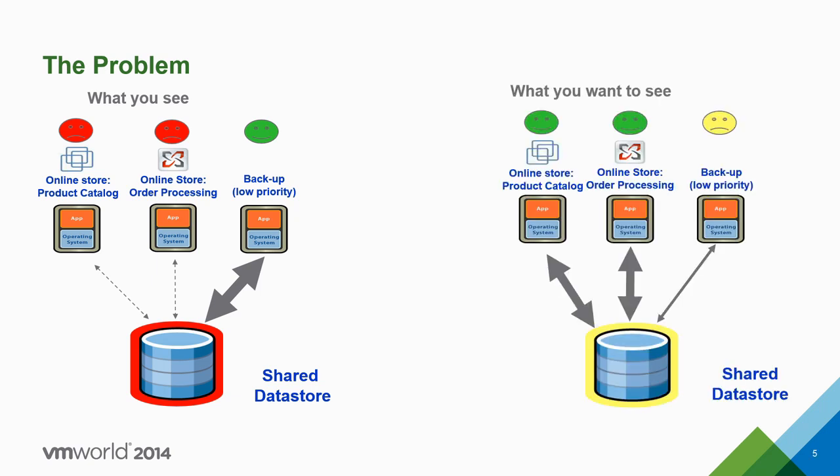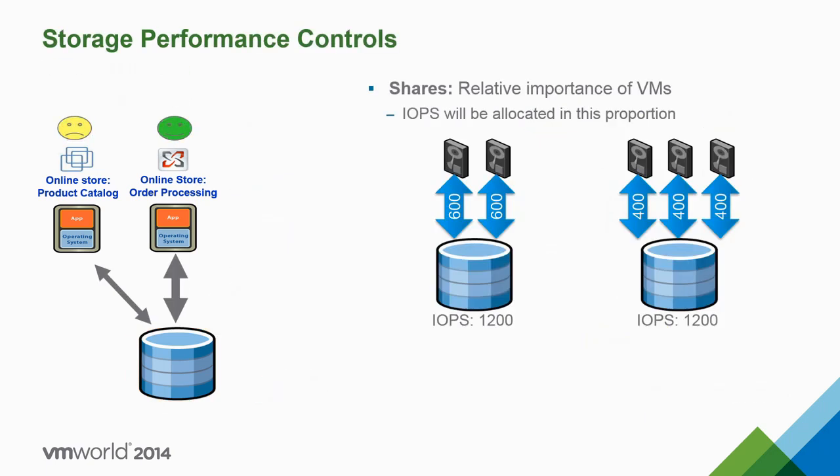Okay? What we would like to see, if such a thing happens, is that we would like the backup to go through, but at a pace that doesn't impact the primary workloads on that datastore. So that's the primary problem that we're going to look at: how it is solved in storage I/O control and storage DRS. Okay?